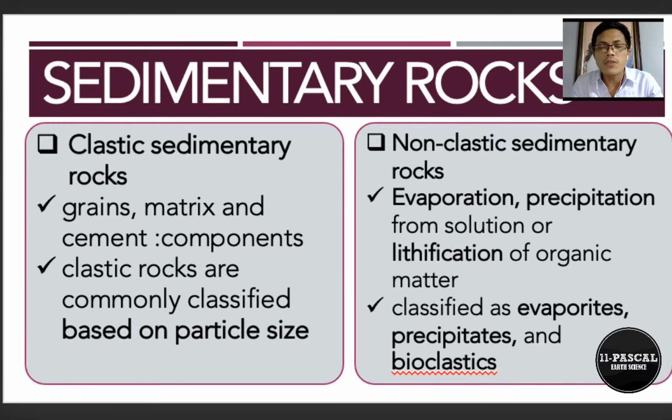Okay, so there are two types of sedimentary rocks. One is clastic sedimentary rocks and the other one is non-clastic sedimentary rocks. For the clastic rocks, the components are made of different pebbles or grains, cemented by a fine matrix, sometimes silt or sand. Clastic rocks are commonly classified based on particle size.